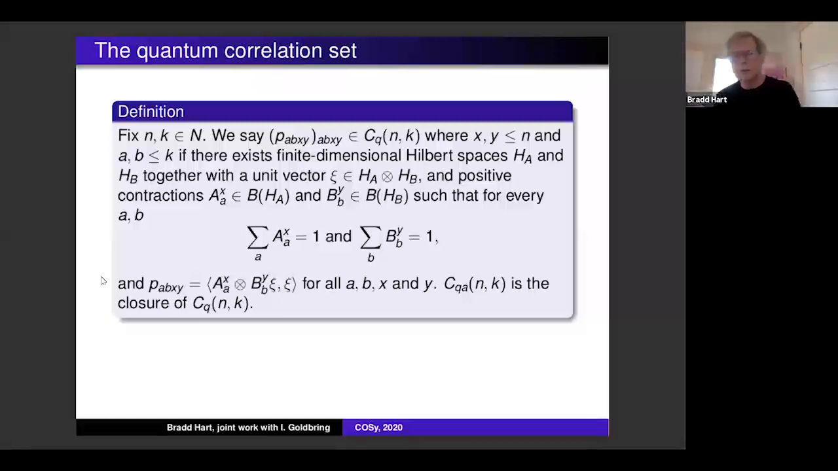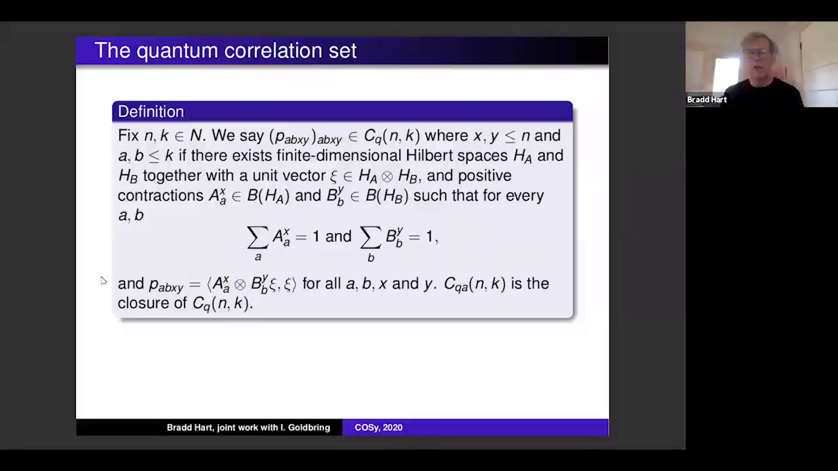Oh, sorry, I forgot. That should say for every X and Y, the sums are 1. So I think Henry said it well on Monday. For every input X, you have a probability distribution on the outputs, which are labeled by the A's. Same with the input Y, you get a probability distribution labeled by the B's, and at the very least you want the contractions to add up to 1.